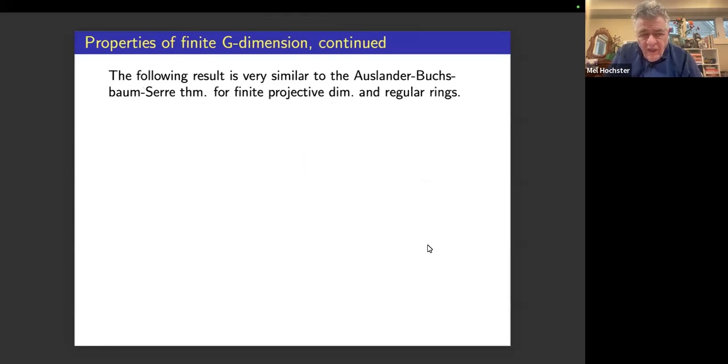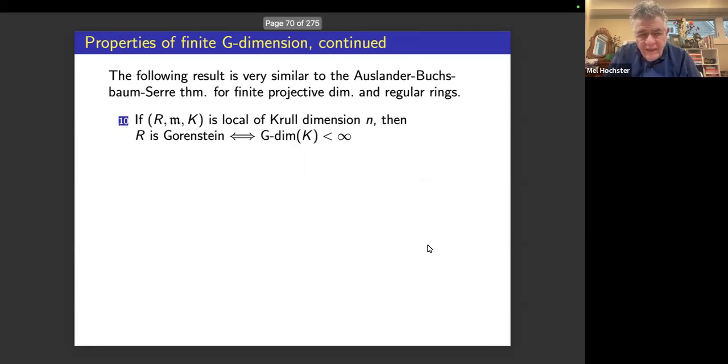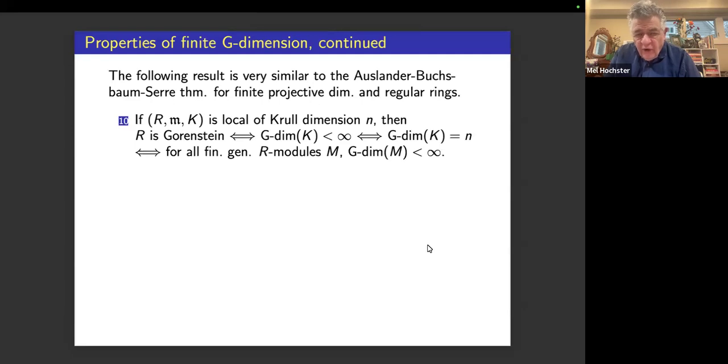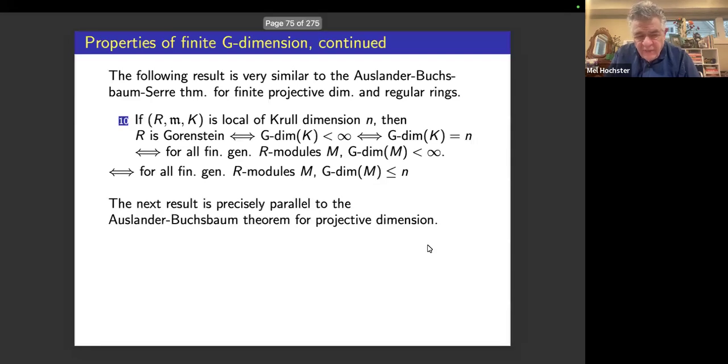The following is very similar to the Auslander-Buxbaum-Serre theorem. If you have a local ring of dimension n, R is Gorenstein if and only if the G dimension of the residue field is finite. That's similar to projective dimension, but now you have Gorenstein instead of regular. And if it's finite, it will be the dimension of the ring. That's just like projective dimension. And if and only if every module has finite G dimension, in the Gorenstein case, and they're all at most n. So this is very similar to the situation for finite projective dimension.